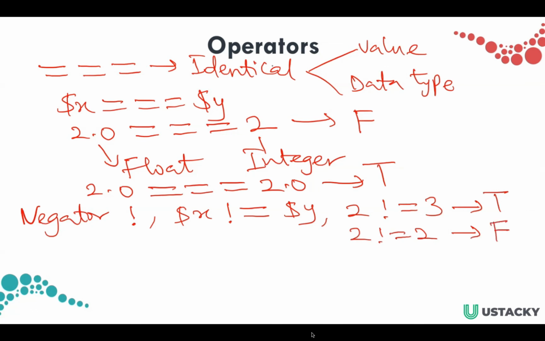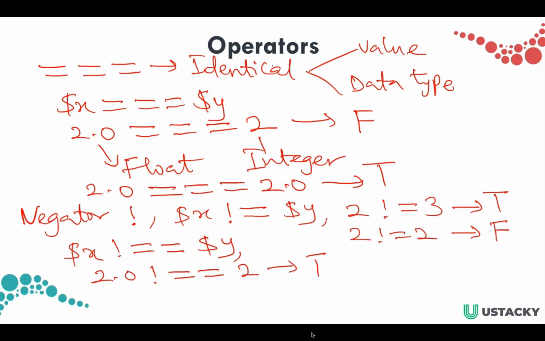You can also negate the triple equals to sign. So it will be written as $x is not identical to $y. So it shows that this is not identical to this. For example, if we have 2.0 is not identical to 2, this is going to be true. Because though they have the same values, they have different data types. But 2.0 is not identical to 2.0, this is false.